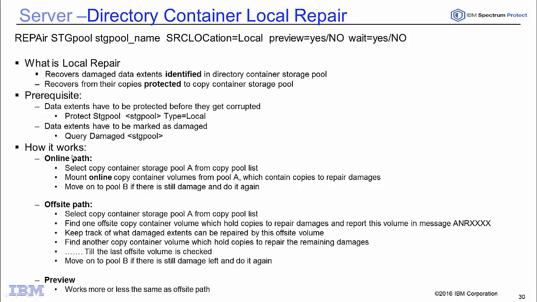Now, depending if those volumes are still in the library on site or if you've checked them out of the library and they have to be pulled back on site, we'll take a few different steps. But basically, if they're online, we'll select the copy container storage pool from the copy list, we'll mount that, and then we'll pull all of the extents off there that need to be repaired back to your directory container. If it was off-site, we would simply send out a request for that tape to be brought back on-site prior to us being able to access it and repair the damaged directory container.